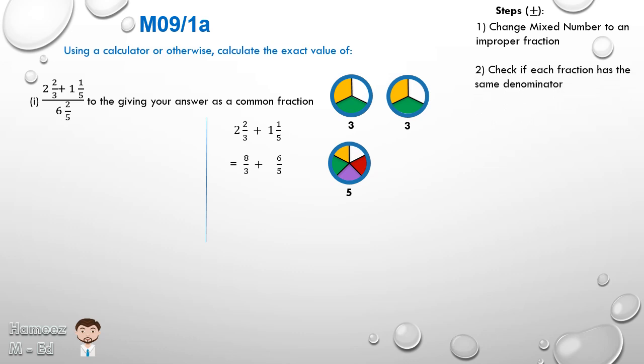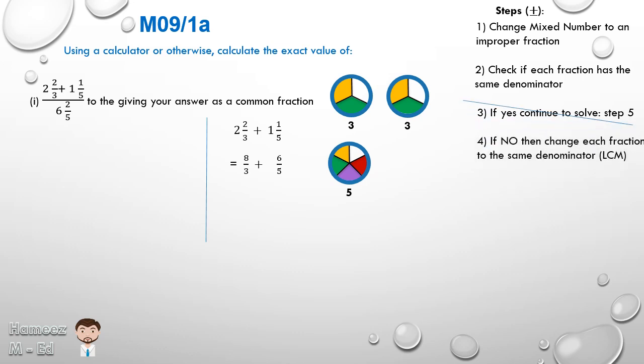Now, the next step will be to check if each fraction has the same denominator. We can see the denominators are 3 and 5, so they are different. If the answer was yes, then we could go on and solve. But since it is no, we need to change each fraction to the same denominator, preferably by using LCM. So the denominators of 3 and 5, there are many different ways to get this answer. One of the easiest ways is just to multiply 3 times 5, and that will give us 15.